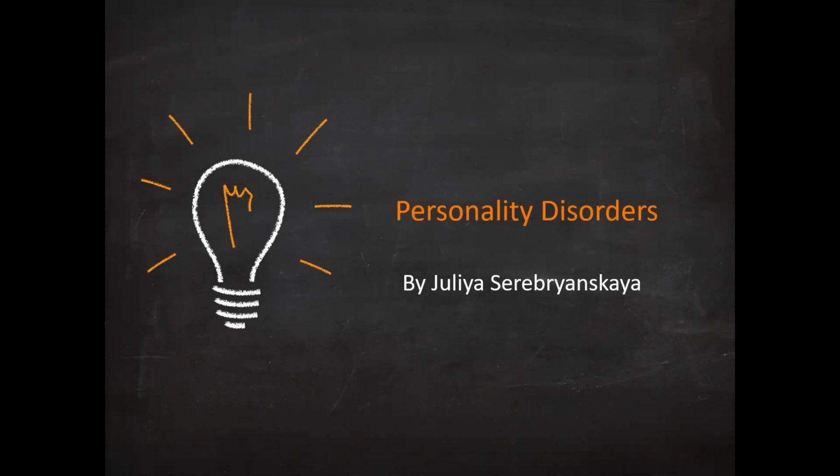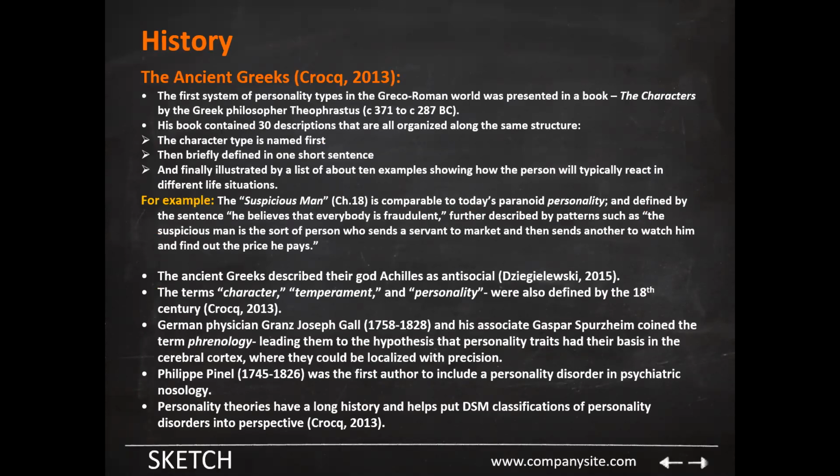Personality disorders. A little history about personality disorders. The first system of personality types in the Greek-Roman world was presented in a book called The Characters by a Greek philosopher whose name I cannot pronounce. His book contained 30 descriptions that are all organized along the same structure.